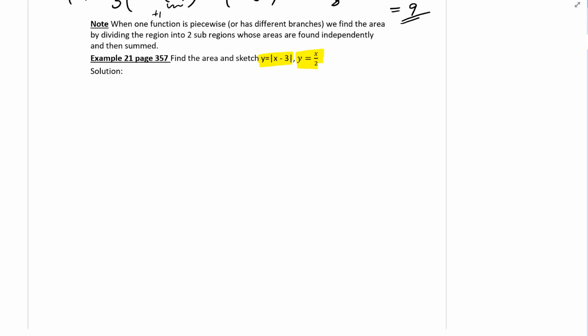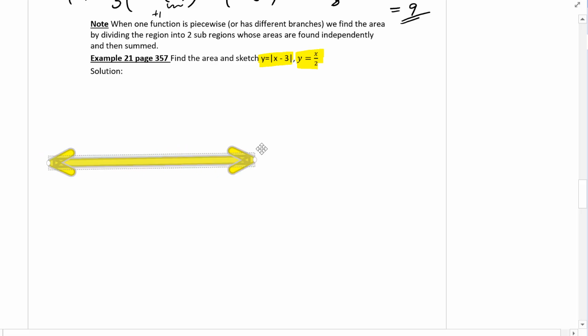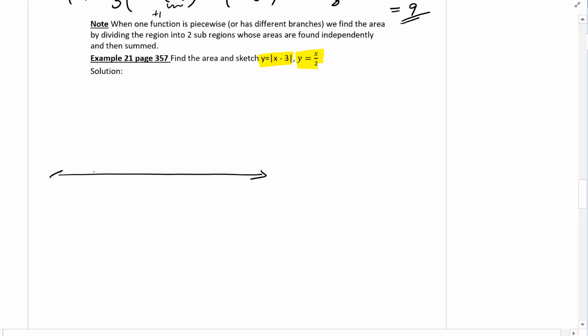Now, when we graph absolute value, I always do this. When we graph absolute value of x minus 3, let's think of the parent function, absolute value of x, so I'm going to shift it 3 units to the right. So it's going to be 3, and then we go like this. This would be absolute value of x minus 3.